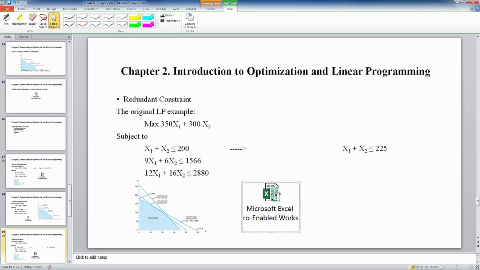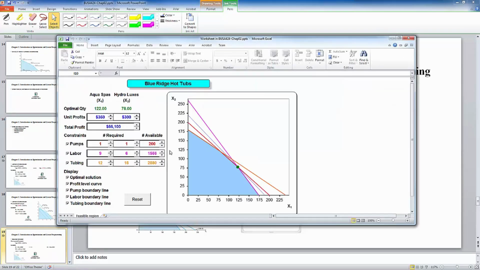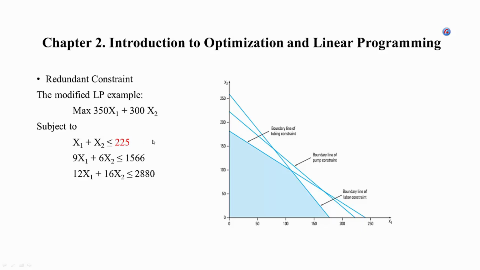Again, we open the Excel file that we have, and we change 200 to 225 and see the effect of the change. You can see the first constraint has moved up a little bit, and it does not impose any restriction on the feasible area. The green point is our optimal solution, and this red line does not have any effect on the feasible region. So we call this a redundant constraint. This shows the figure we already discussed. By changing the right hand side of the first constraint from 200 to 225, the first constraint becomes redundant.